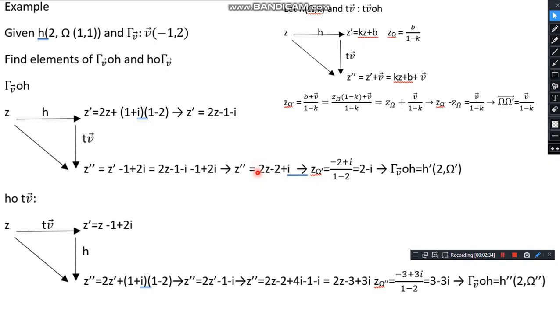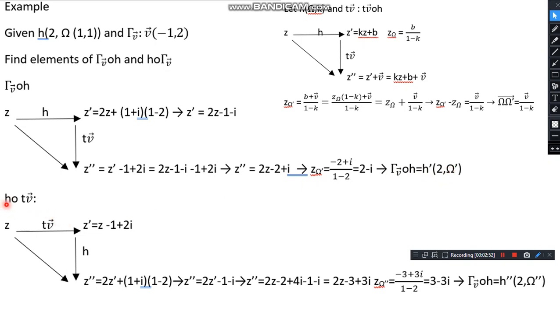This is a homothecy of ratio 2, and center z omega prime will be (minus 2 plus i) over (1 minus 2), which is 2 minus i. So this is a homothecy. So T_v ∘ H is a homothecy in this example of ratio 2 and center omega prime.